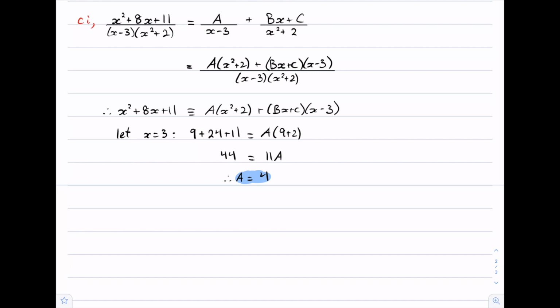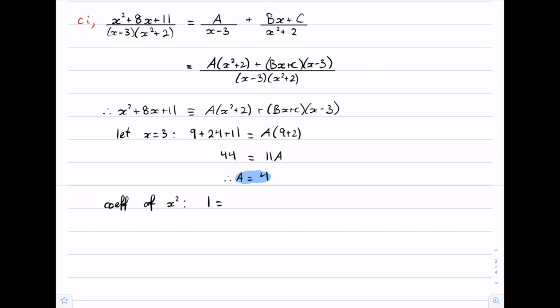Now we try to find b and c. There's not really a nice value we can substitute in which would make this term become 0, unless we want to delve into the complex world, but it's not really nice to do that. So probably what we'd do is compare coefficients on the left-hand side and the right-hand side. If we have a look at the coefficient of x squared, what's the coefficient of x squared on the left-hand side? Well, that's the only x squared term, and the coefficient is 1.